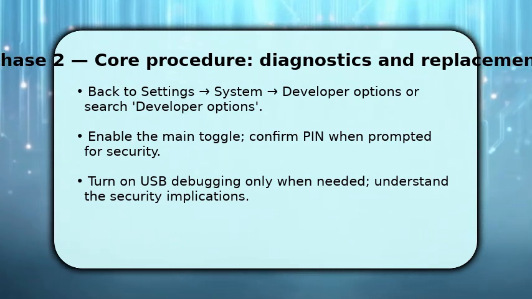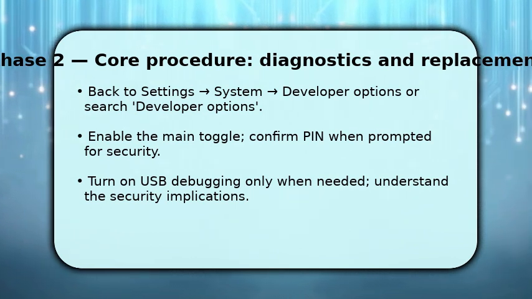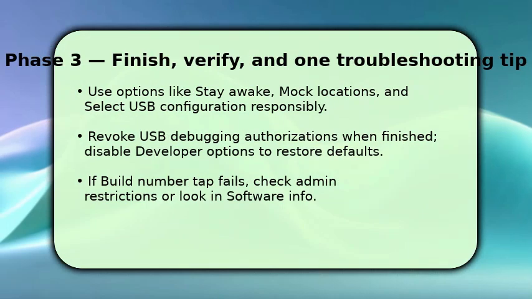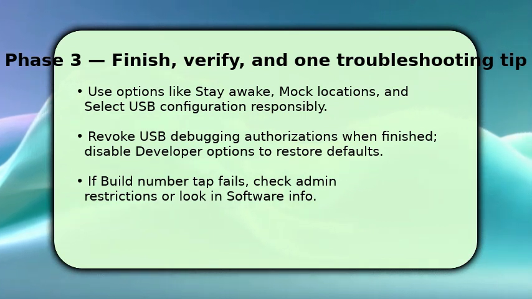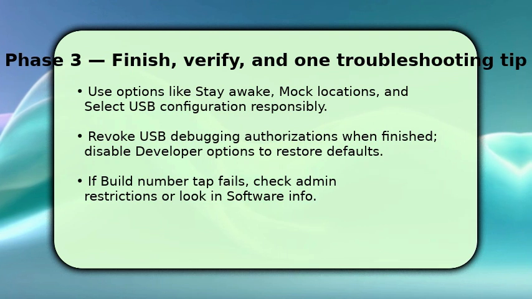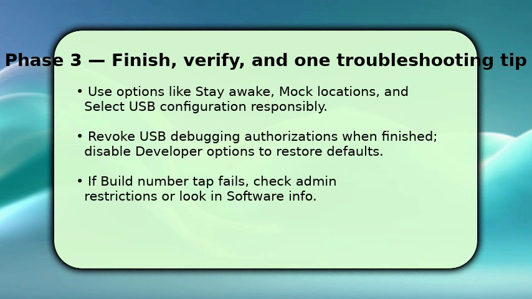To finish, configure only the features you need. Set Select USB Configuration for file transfer, enable Stay Awake for development sessions, or allow mock locations for testing. When you're done, revoke USB debugging authorizations and toggle developer options off to reduce risk.